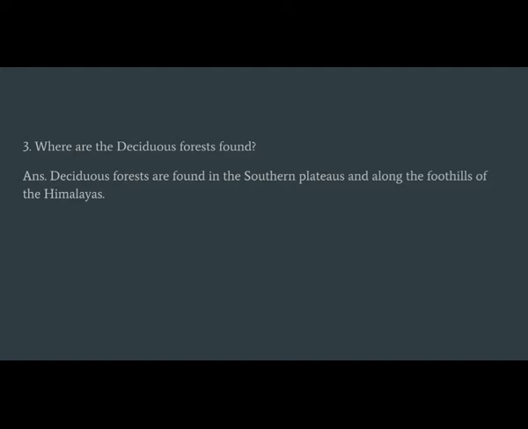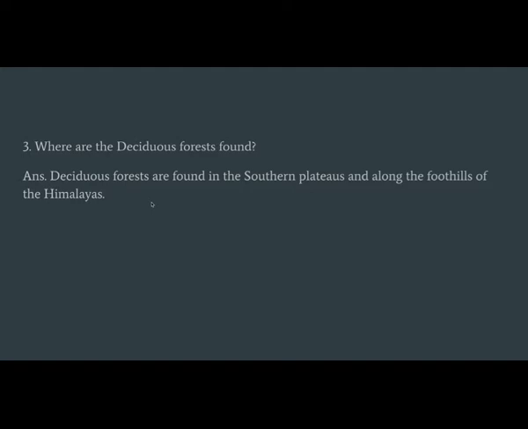The deciduous forests are found in the southern plateaus and along the foothills of the Himalaya. So say with me, where are the deciduous forests found? Deciduous forests are found in the southern plateaus and along the foothills of the Himalaya.